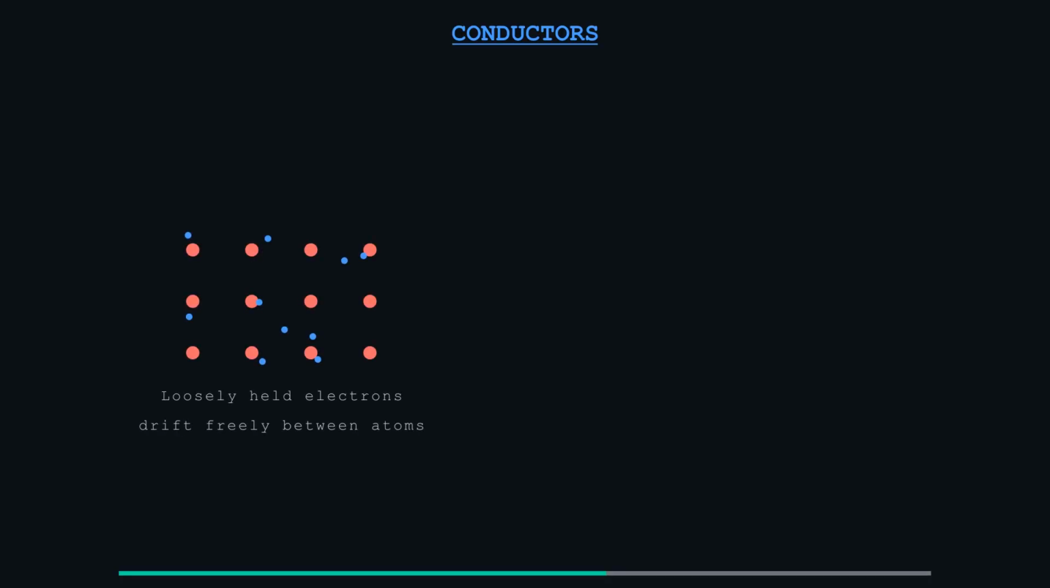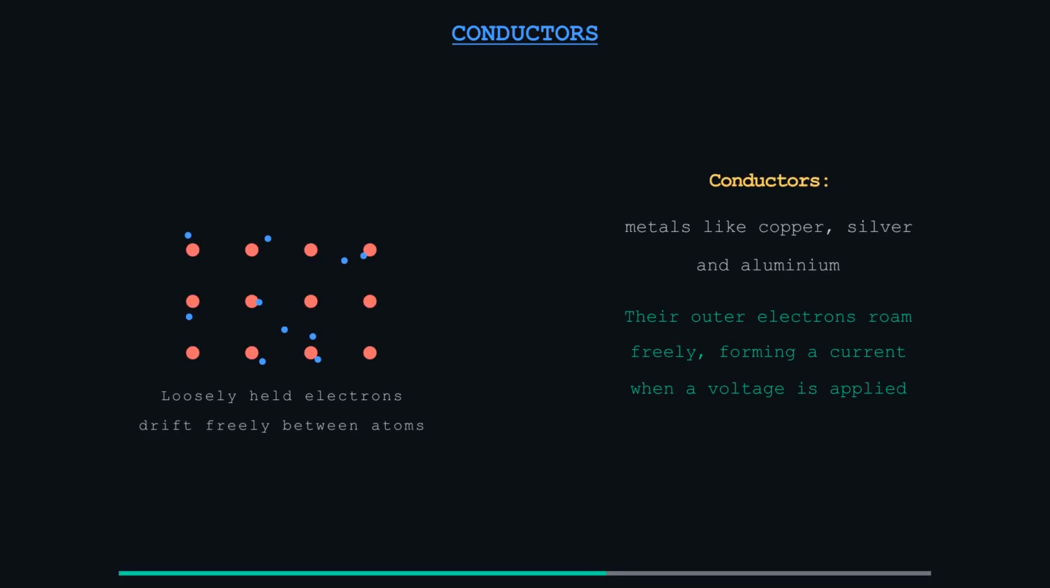A conductor is a material whose valence electrons are so loosely held that they drift freely between atoms, instead of staying attached to any one of them. Metals like copper, silver, and aluminium are excellent conductors for exactly this reason. When a voltage is applied, these free electrons all drift in the same direction, forming an electric current.